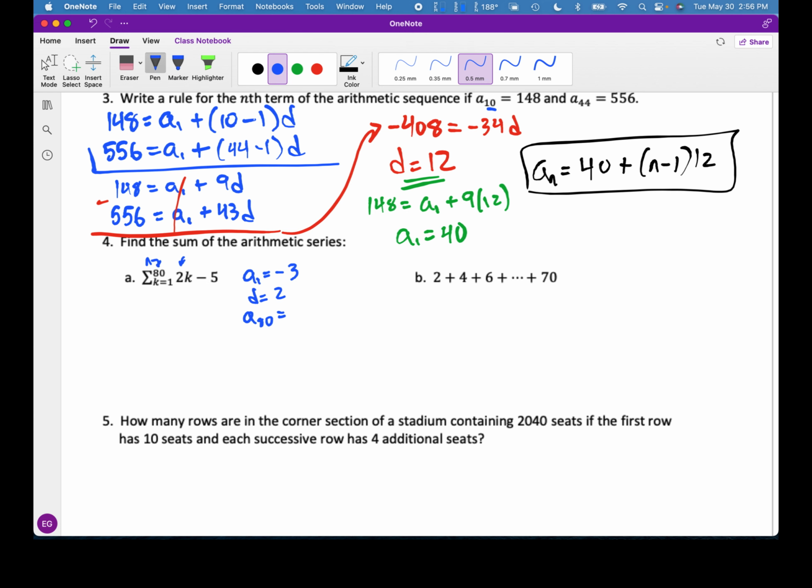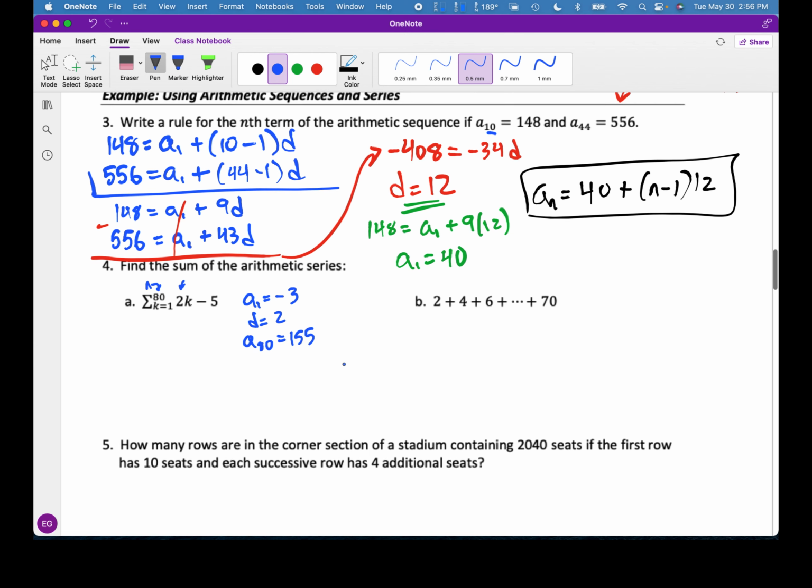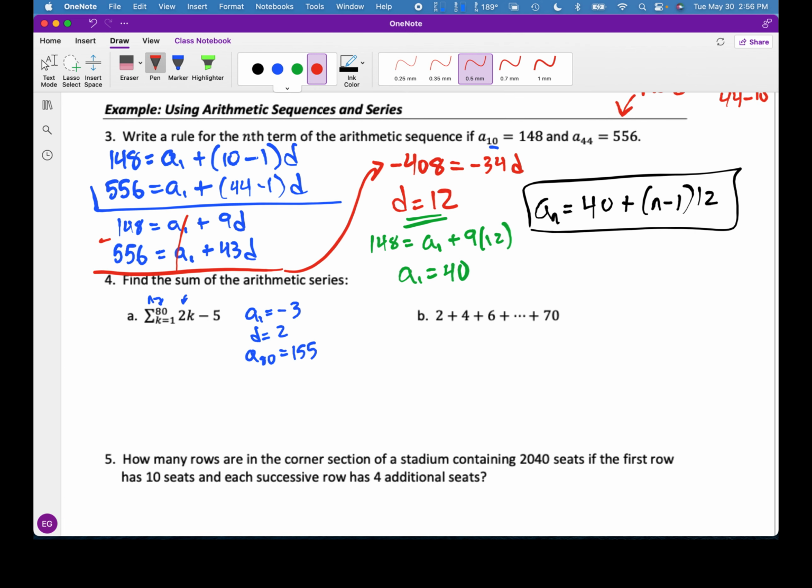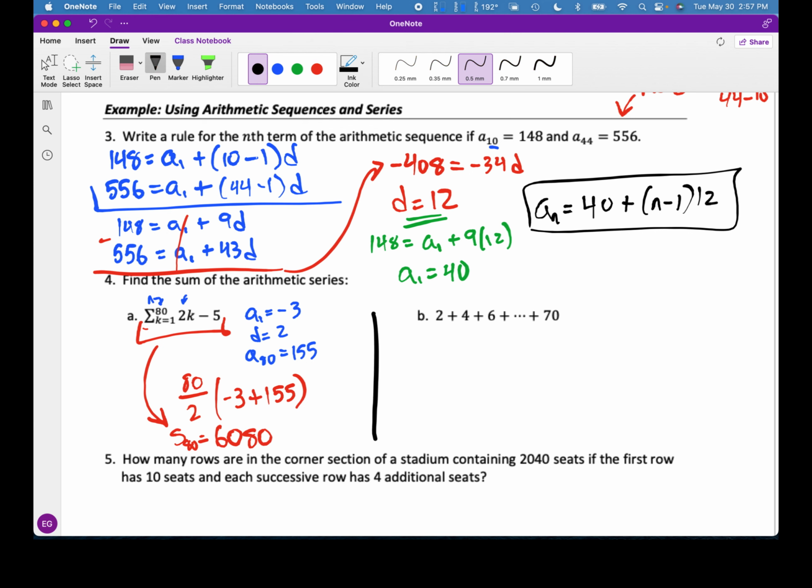This is saying that n is equal to 80. So I'm doing 2 times 80 and then minus 5. That's going to give me 155. So now that I have that stuff, I can use this rule right here, n over 2 times the first term plus the last term, for the sum. So that's going to be 80 is my n value over 2 times my first term, negative 3, plus the last term in this particular one, which is a80. And then I just do a bunch of math with that. And I got 6080 is the sum of the first 80 things, which is what this entire thing is asking us for. Hopefully that wasn't too crazy difficult for you.